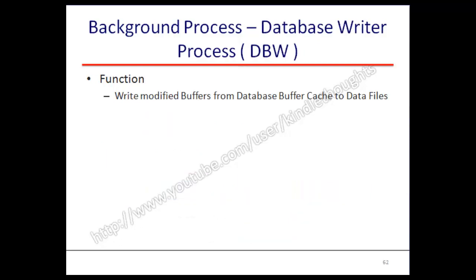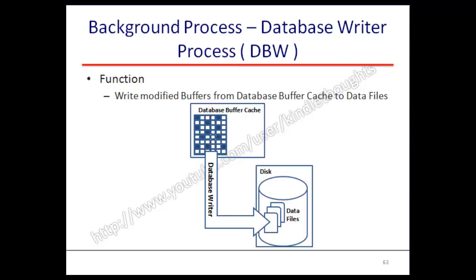The next background process is the database writer. So its primary function is to write modified buffers from the database buffer cache to the data files. So please note, this does not write all the database buffers. It only writes the modified or the dirty buffers from the database buffer cache to the data files. Pictorially, what you see here is the database buffer cache. The shaded regions are the modified or the dirty buffers, and these are being written to the data files on the disk by the database writer.